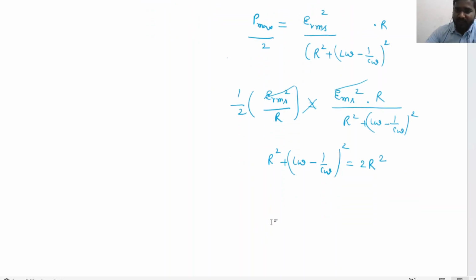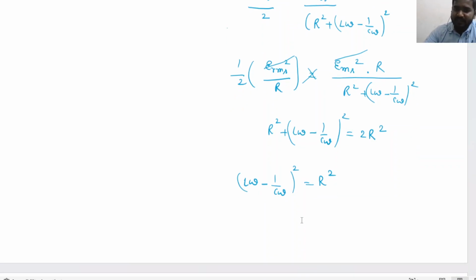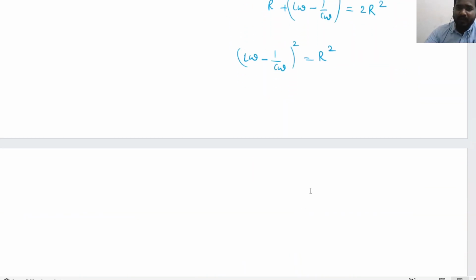Or further, if you extend it, (L omega minus 1 upon C omega) whole square equals R square. So here you can take two different types of cases. Case number 1: L omega minus 1 upon C omega must equal plus or minus R. So from here we need to take two different cases.